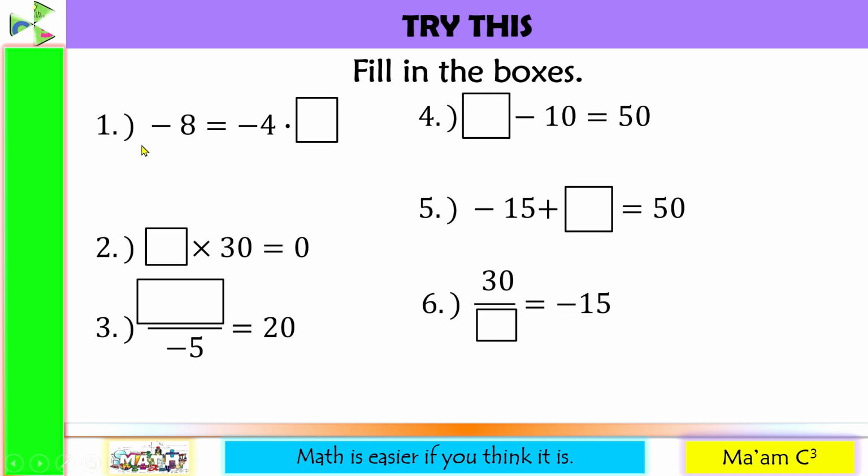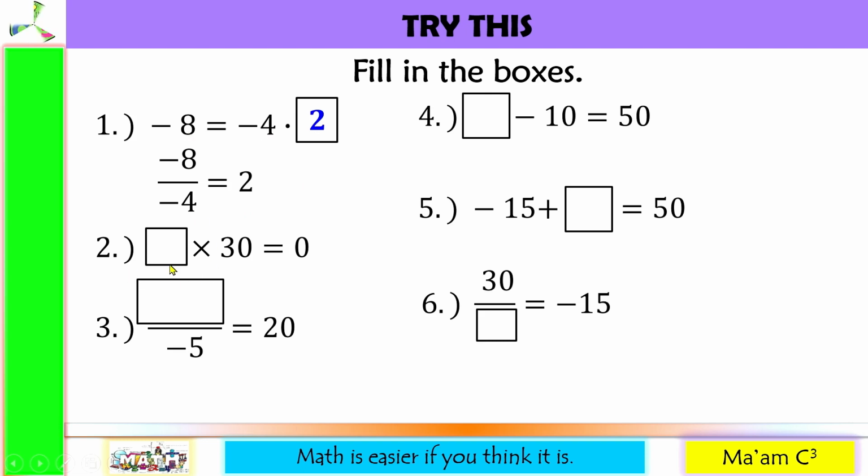Number 1, we have here negative 8 equals negative 4 times the box. To solve for the value inside the box, simply divide negative 8 by negative 4. 8 divided by 4 is 2. Negative divided by negative, same signs, is equal to positive 2. So the answer here is 2. Let us check. Negative 4 times 2 is negative 8.